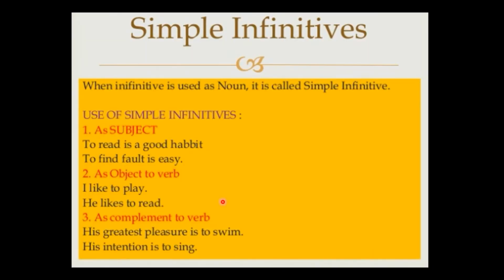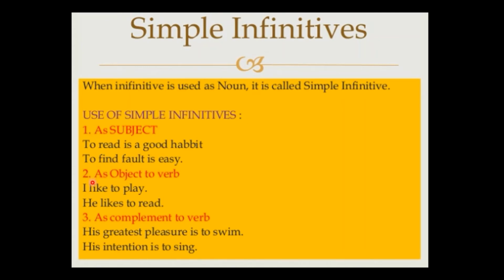So see the use of simple infinitives. Simple infinitives are used like noun. They are called simple infinitives. Like, to read is a good habit. It can be in the start as a subject. So now this to read, this infinitive is in the start and it has been used as a subject. To read is a good habit. To find fault is easy.